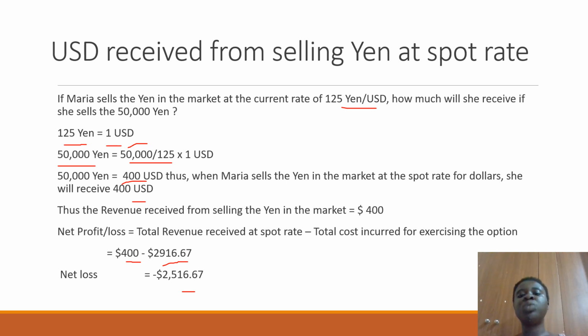So if she decides to sell it to the bank, which will be like in the put option, I won't go into that one here. At a normal rate, she's not going to exercise it, right? But this question is saying she's going to exercise it. So if she exercises it, she's going to make a loss of 2,516.67. This is basically just to chip in the fact that there can be exchange rates involved in the call and put options. You just have to understand what the call and put options are.